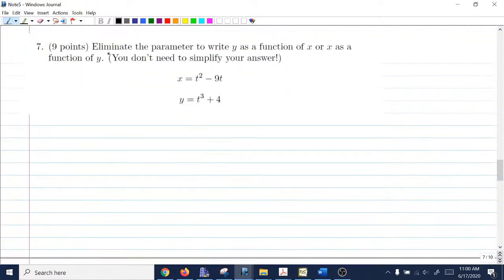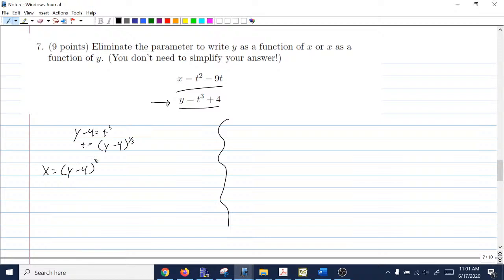Eliminate the parameter to write y as a function of x or x as a function of y. Let's do it both ways. Solving for y, I need to solve one of these equations for t. Solving the bottom one for t looks easier. y minus 4 equals t cubed. t is (y minus 4) to the 1/3. So x is going to be, plug that into there. (y minus 4) to the 1/3 squared is (y minus 4) to the 2/3, minus 9 (y minus 4) to the 1/3. Here's x as a function of y.